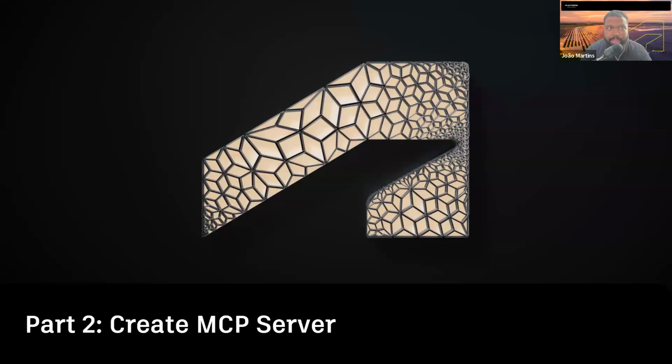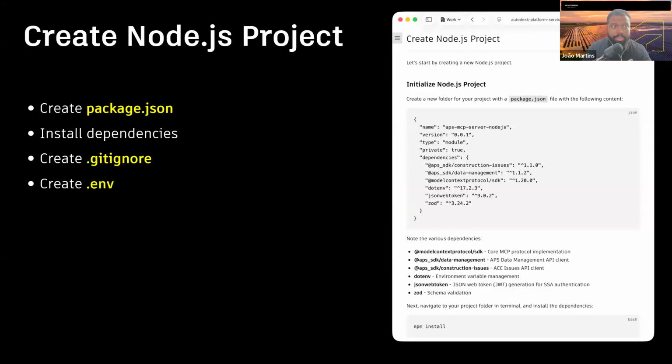Okay, now let's take care of the second part of our tutorial. We are going to create the MCP server. We start by creating the package.json with all the required dependencies for our project. We are going to install these dependencies, create git ignore, and the .env file storing our environment.